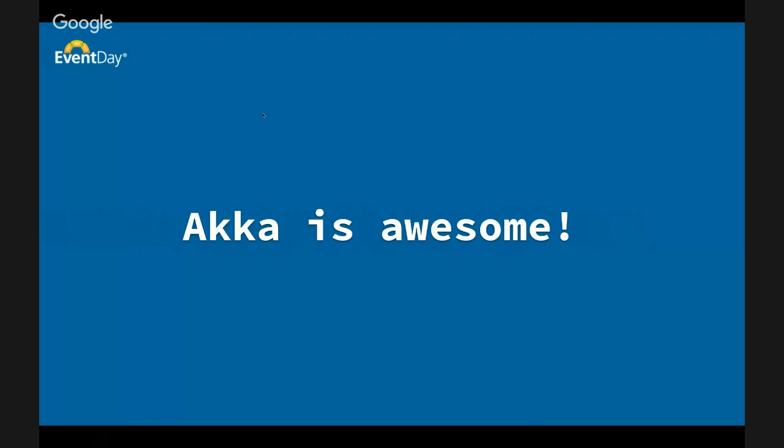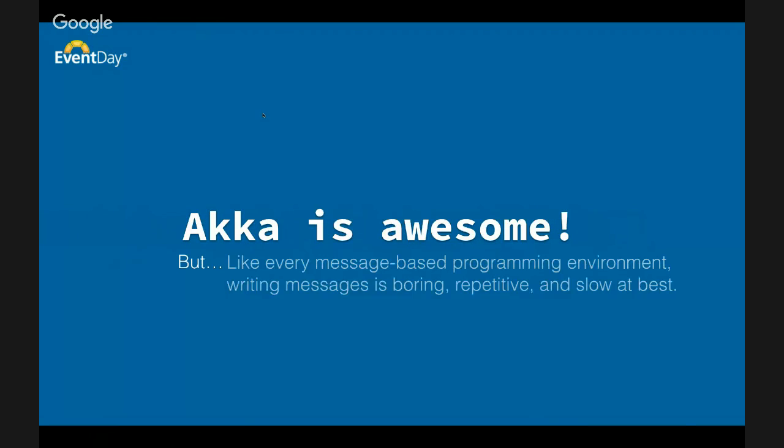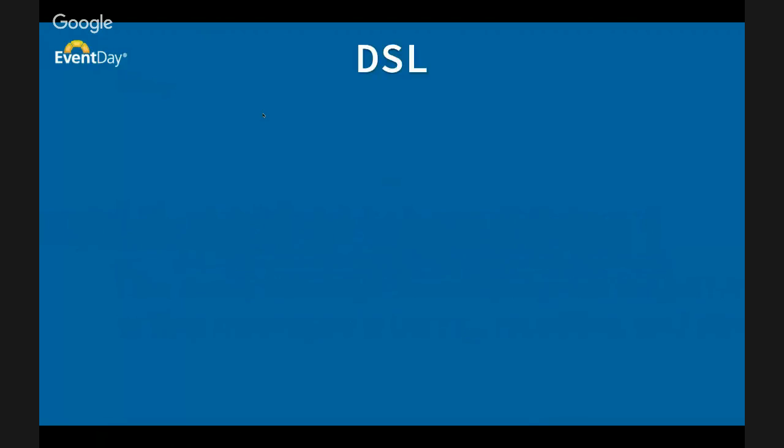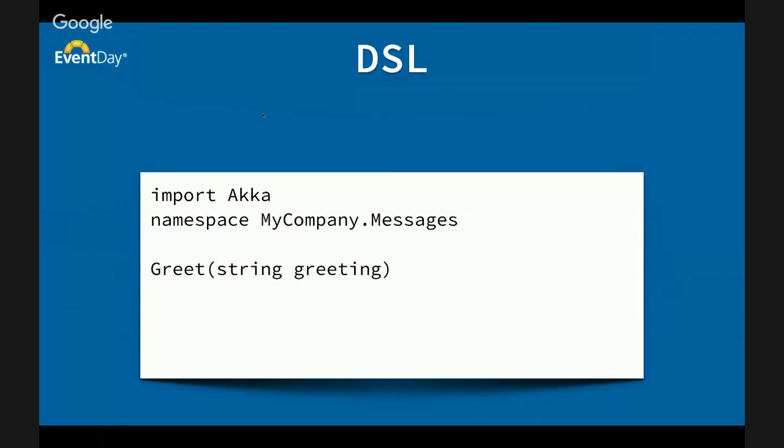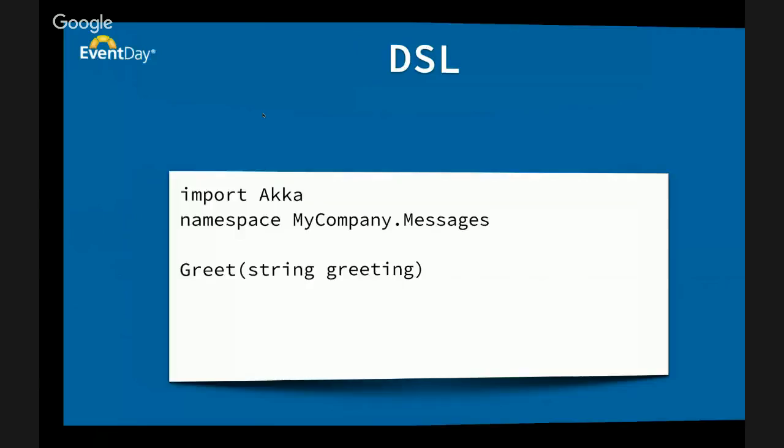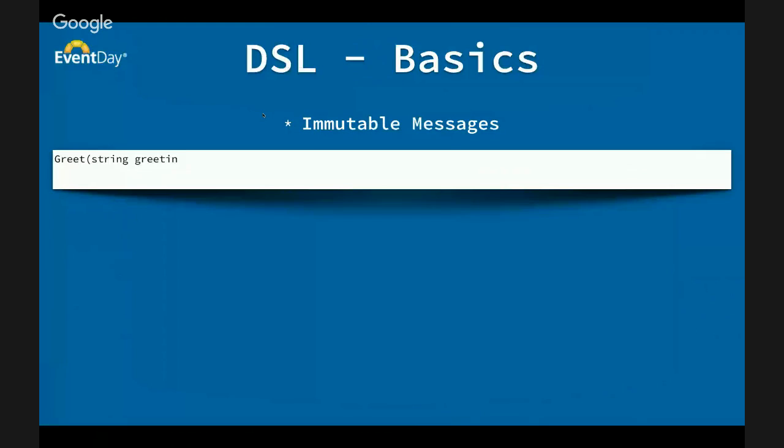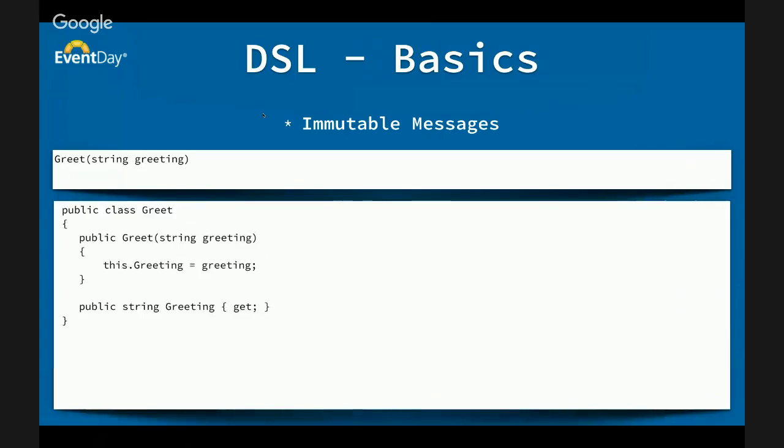We all love Akka, but there are some issues, right? And it's not Akka itself. It's the programming environment. It's the architecture. Writing all these messages is just boring. So we came up with the DSL: create a simple little text file, and we'll generate some code. Immutable messages by default, we'll generate that code.